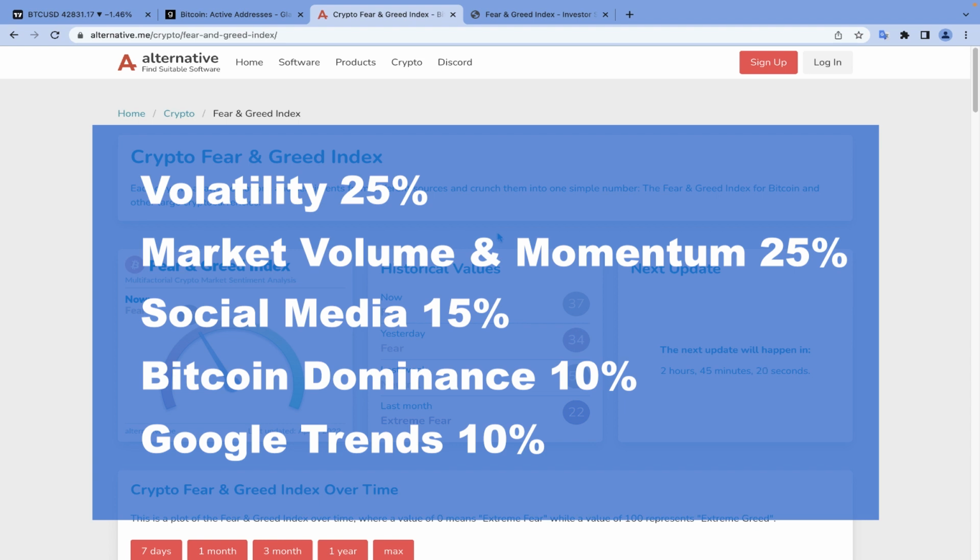Bitcoin dominance accounts for 10% of the index, and it shows Bitcoin's dominance compared to the remaining crypto market. An increase in Bitcoin dominance indicates that the capital from altcoins is moving to Bitcoin. And Google Trends accounts for 10% of the index. Search queries related to Bitcoin and other relevant crypto keywords are collected from Google Trends to estimate market sentiment.